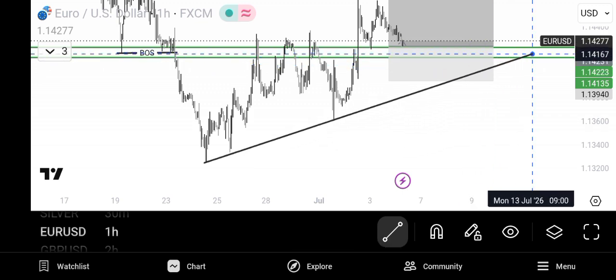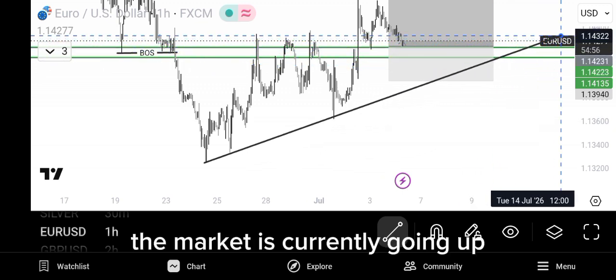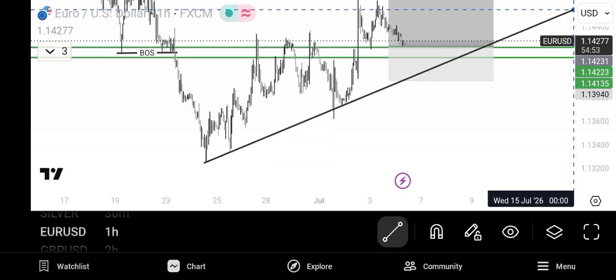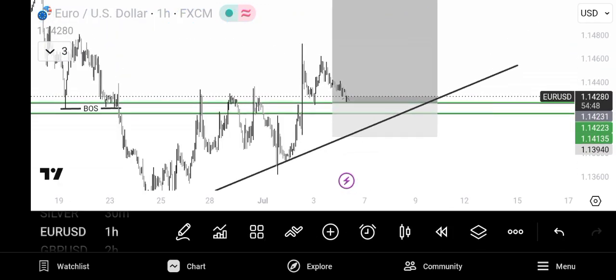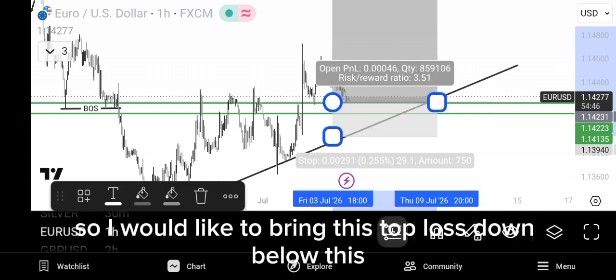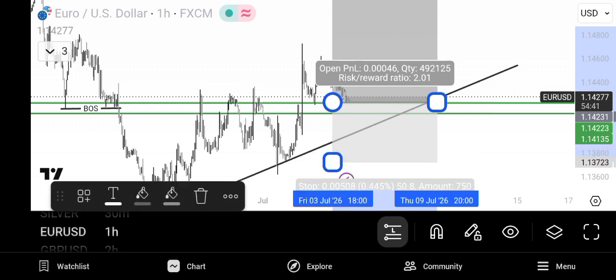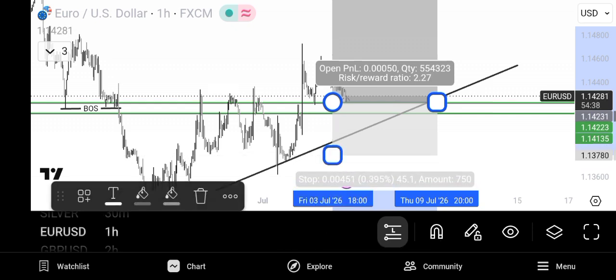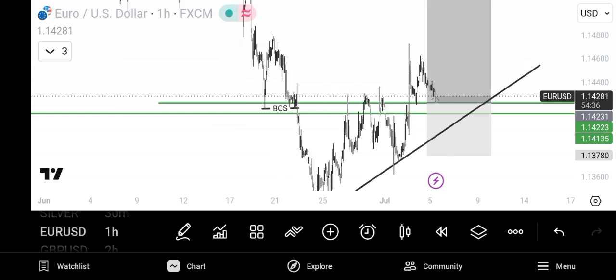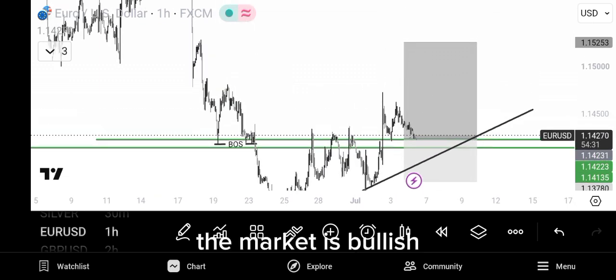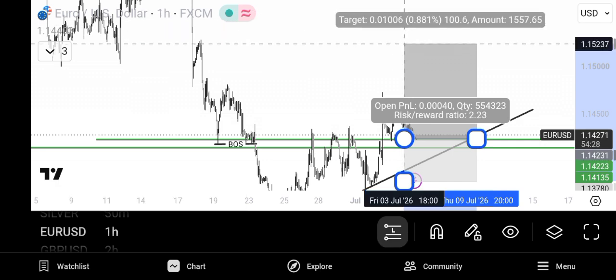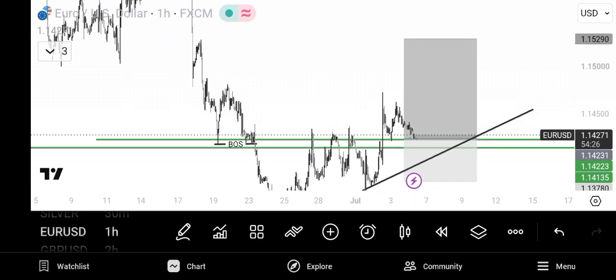You know that the market is currently going up. Look at it. So I would like to bring this stop loss down below this trend line, because the market is bullish. So that's all for EURUSD.